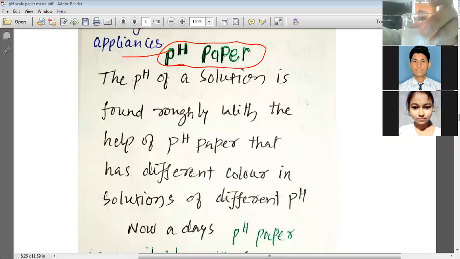This is the solution. I am going to dip the pH paper into it. You can see the pH paper. I am dipping it, and now I have just removed it. Now can you see any color on it? Dear students, are you able to see any color?